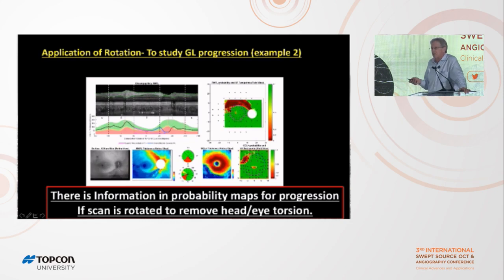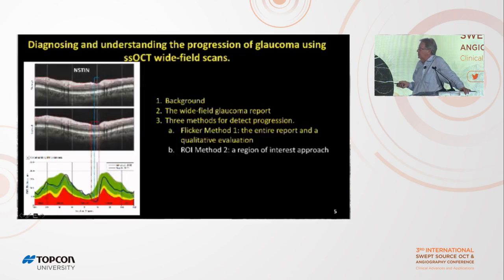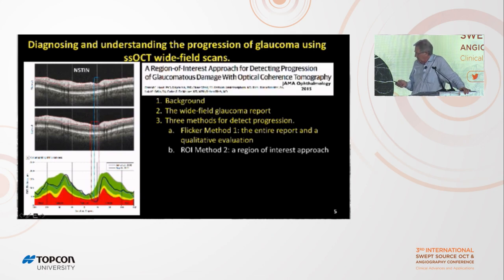If the scan is rotated to remove head and eye torsion. All right, so the second method I'm going to describe is a region of interest method. And the concept is very simple. This is a paper we published a couple of years ago.